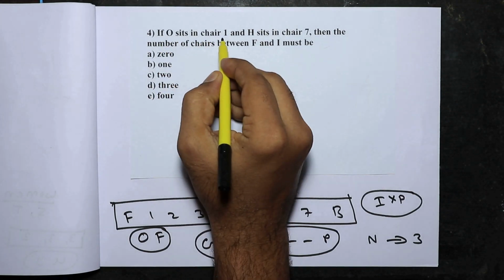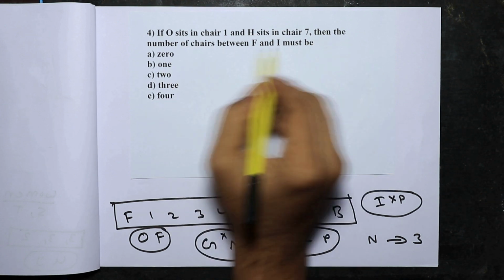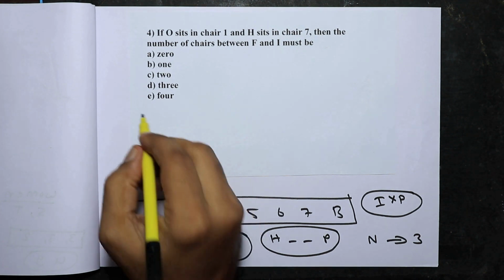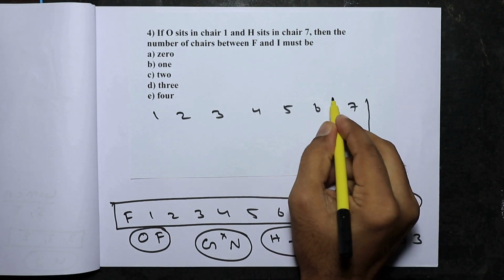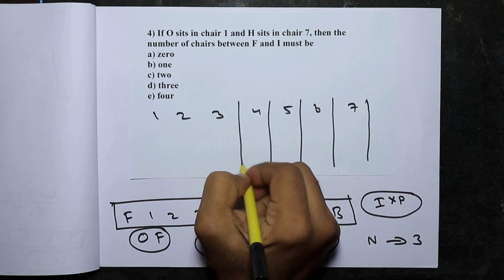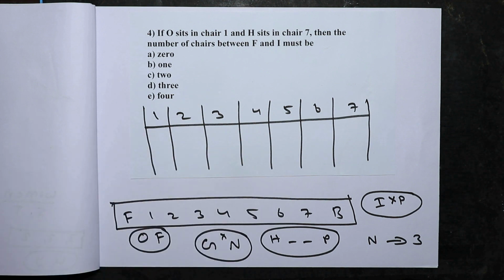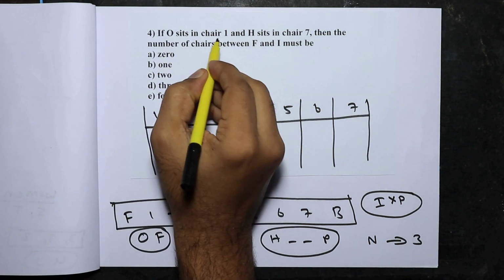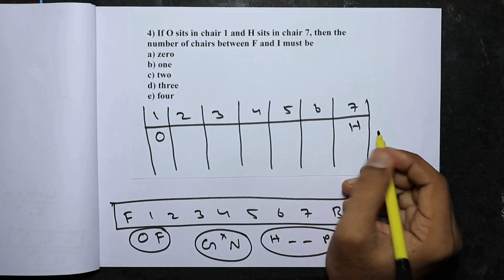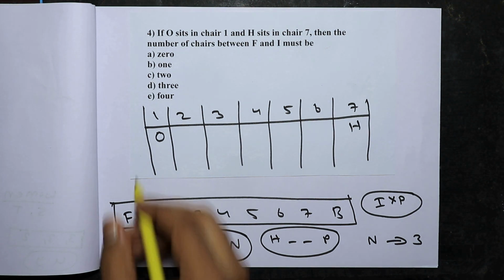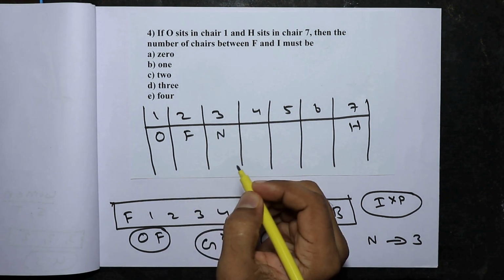If O sits in chair 1 and H sits in chair 7, then the number of chairs between F and I must be. So altogether 7 chairs are there. I'll mark the chairs like this. Now as per this question, O sits in chair 1, O is here, and H sits in chair 7, H is here. Now O and F in this order. So O is here, so here it should be F. N should be in 3, so N has to be here.